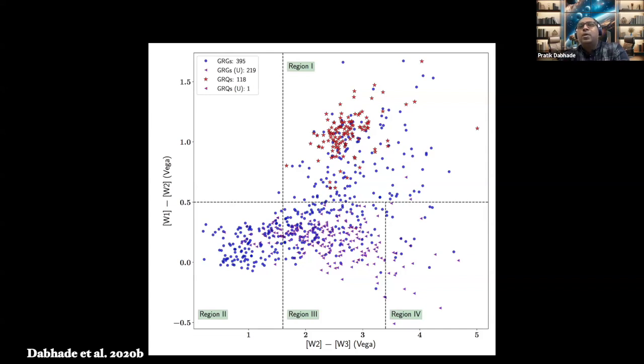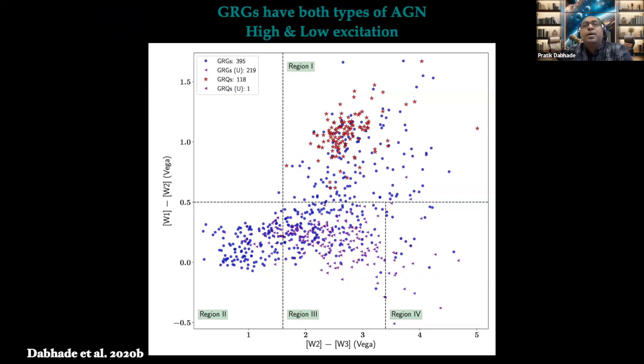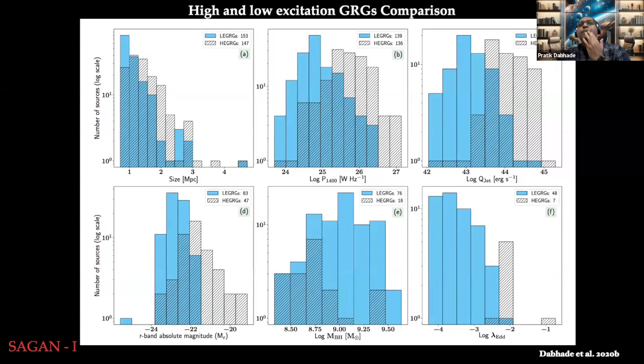As evident from this plot, we found that the majority of them were low excitation radio galaxies, and of course, a significant fraction is high excitation, but the majority was low. So we didn't have a very clear result. For GRGs, we concluded that they don't have a preferred AGN state. But my hypothesis is that the GRGs do start in high excitation, but eventually, as time elapses, they evolve into low excitation, depending on the availability of the gas fuel available to the AGN.